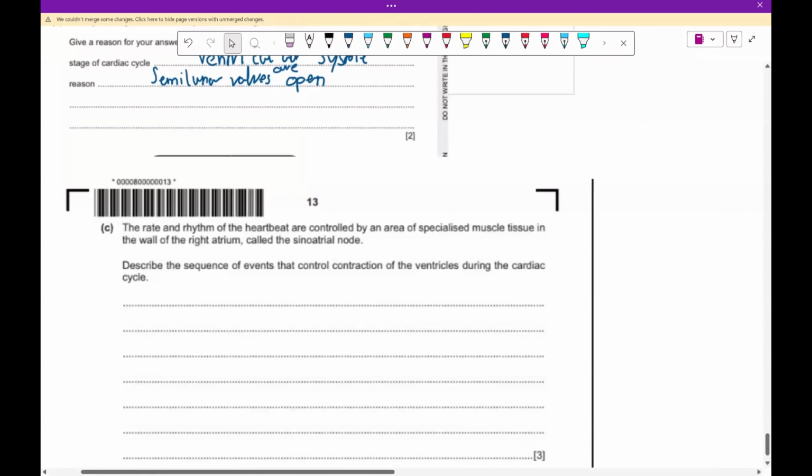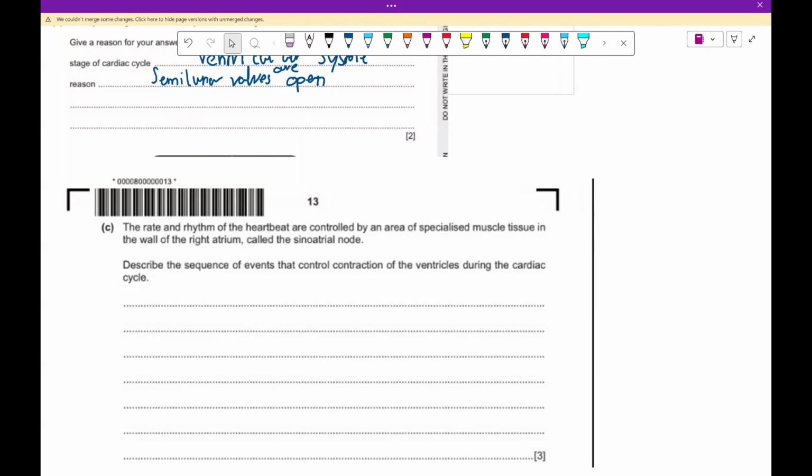The rate and rhythm of the heartbeat are controlled by an area of specialized muscle tissue in the wall of the right atrium called the sinoatrial node. Describe the sequence of events that control contraction of the ventricles during the cardiac cycle.